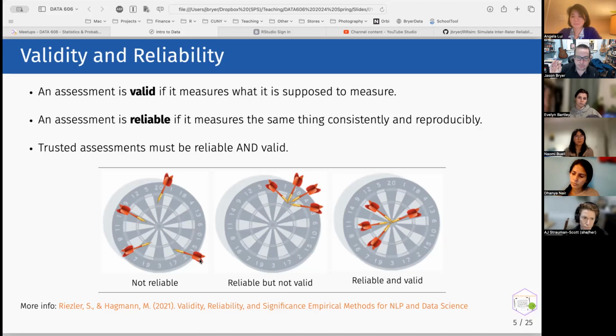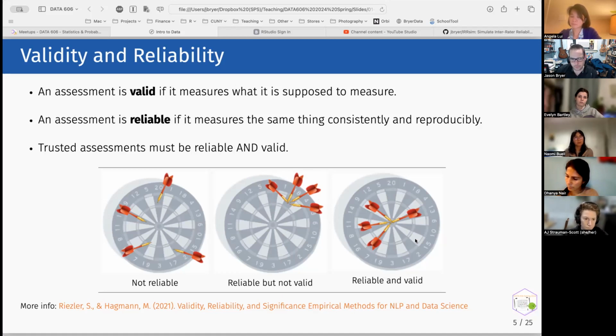But we can have reliable measures that are not valid, right? And that's what this is trying to show. We'll look at measures of that, and sometimes we'll say, okay, we have a reliable measure, but it's not measuring what we think it's measuring. It's way off the target. Ideally, what we want is things that are reliable, meaning there's consistency in the scoring, and they're actually hitting the target that we want to hit.